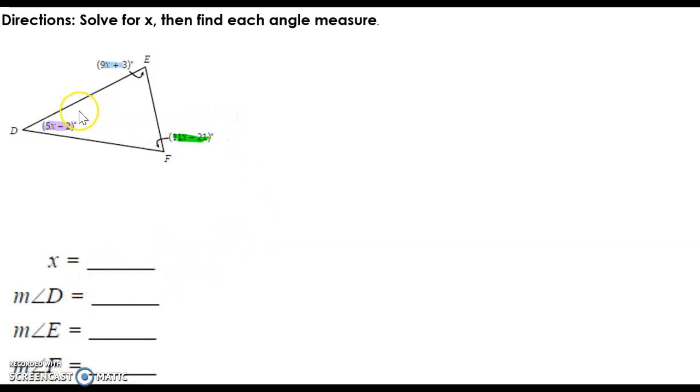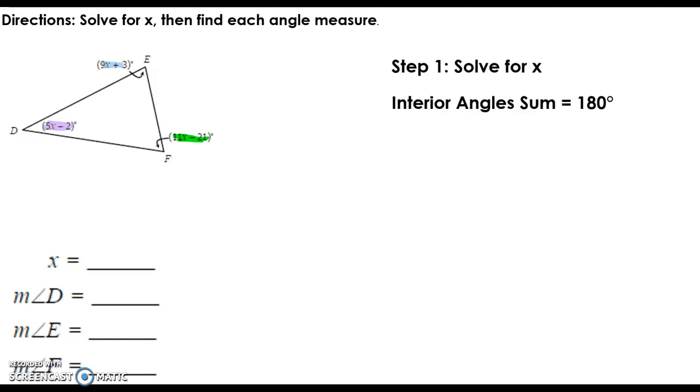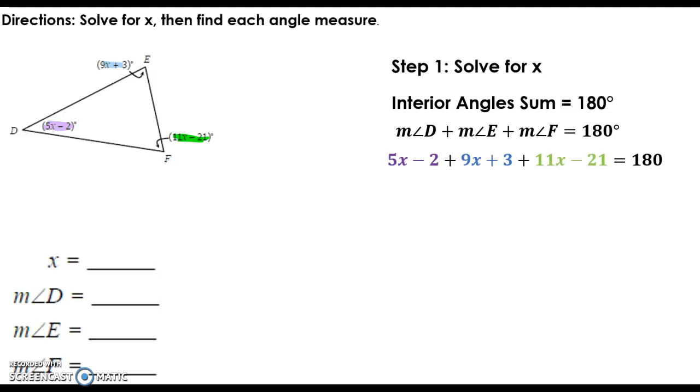So in order to do this, let's just take a quick look at our triangle here, and I notice that all of these angles are interior angles. So whenever we have all interior angles, we can use the interior angle sum, which we know is 180 degrees. So we can add up each of those angles and set it equal to 180 degrees. When we do that, we will get 5x minus 2 plus 9x plus 3 plus 11x minus 21 equals 180.